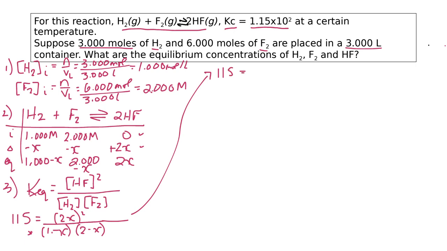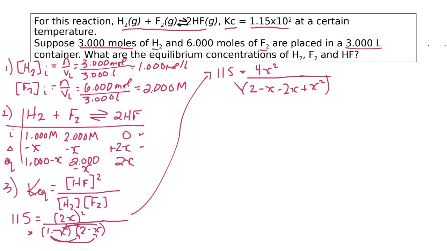We're going to expand the top. So 2x squared is equal to 4x squared. And then we have to expand all of these. So we're going to take 1 times 2, which is 2. 1 times negative x, which is negative x. And then we're going to take negative x times 2, which is negative 2x. And then negative x times negative x, which is equal to x squared. We're going to group all of these around.